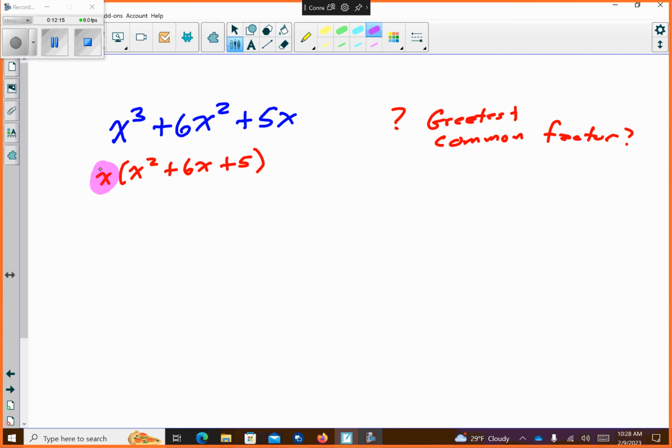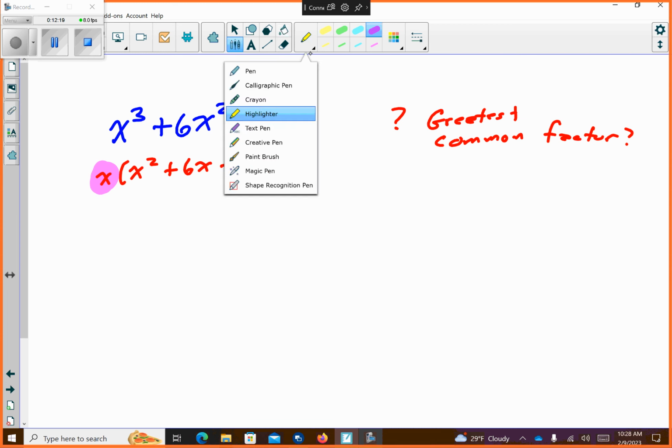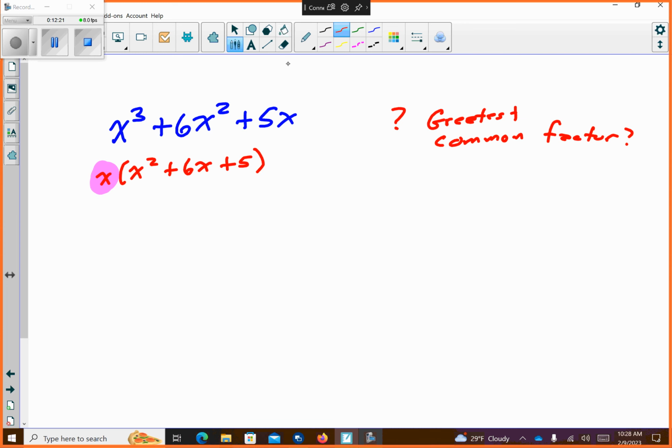Do you all see this x right there that I just highlighted in pink? Okay? Everyone see it? So I'm going to bring it down. My answer is going to be right here. Okay? So I'm going to bring this straight down to here. It's part of my answer. Is that okay so far?